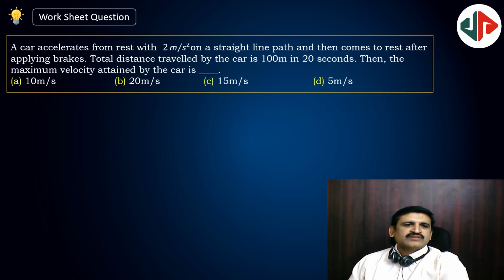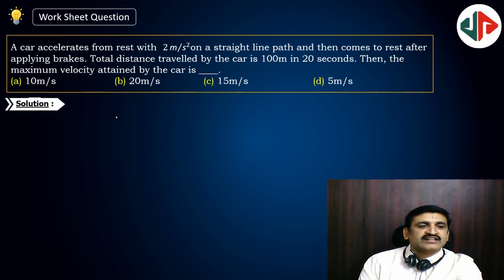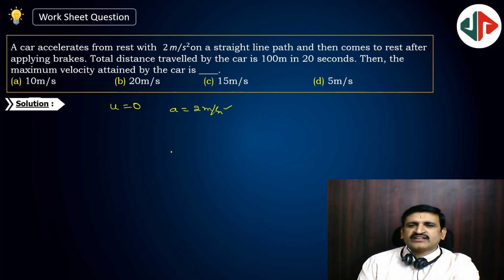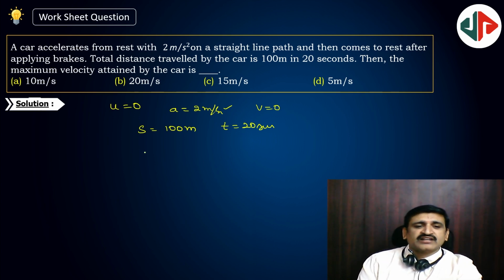A car accelerates from rest with 2 meters per second square, so u is equal to 0, accelerates with a equal to 2 meter per second square on a straight line path, and then comes to rest after applying brakes. Total distance traveled by the car is 100 meters, s is equal to 100 meters, in 20 seconds. Total time is equal to 20 seconds. The maximum velocity attained by the car, Vmax, is equal to how much?